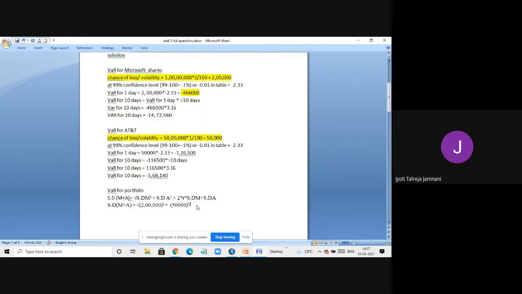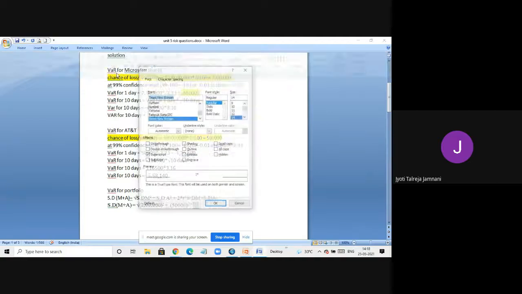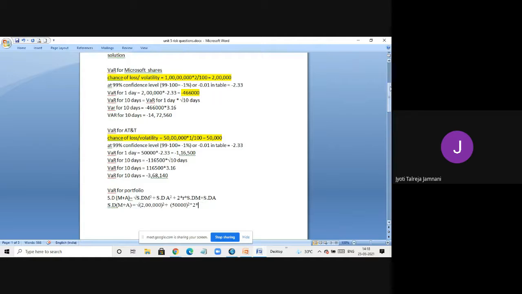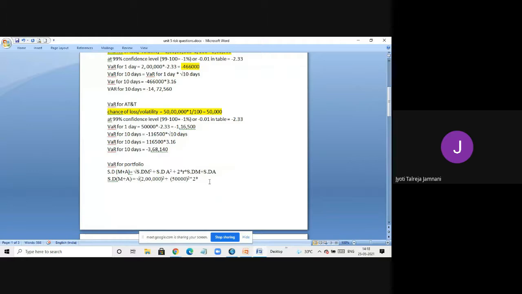Okay, then to this we will do plus 2 into R. Now what is R? R is nothing but the correlation which is given in the problem. In the question, the value of correlation is given. So you can see here, the correlation is 0.3. So this is your R value. We are going to take this 0.3 as R, which is the correlation. So 2 into 0.3 into standard deviation of Microsoft, which is 2 lakh, plus standard deviation of AT&T, which is 50,000.